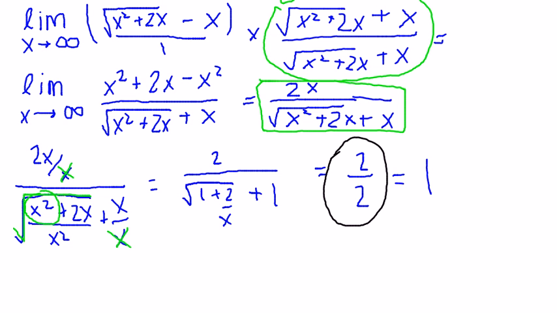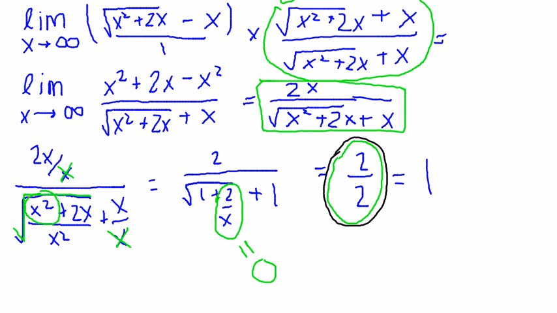After you've done this, you're going to get 2 over the square root of 1 plus 2 over x, all plus 1. And you're going to plug infinity into x. If you do that, 2 over infinity is basically going to get you 0. So you're going to have 0 plus 1 equals 1. The square root of 1 is 1, plus 1 is 2, and you're going to get 2 over 2, which equals 1.